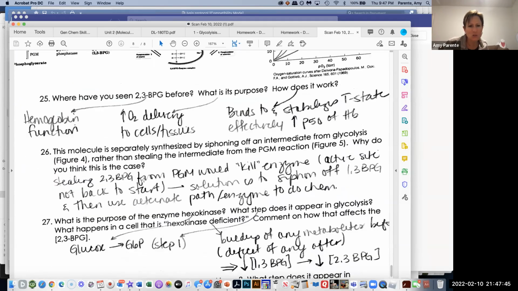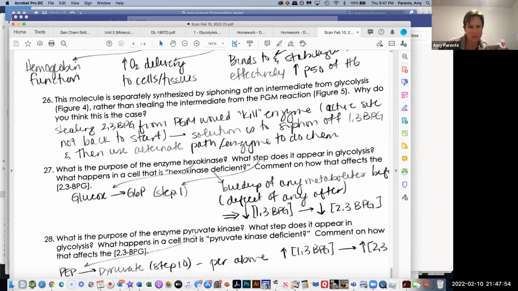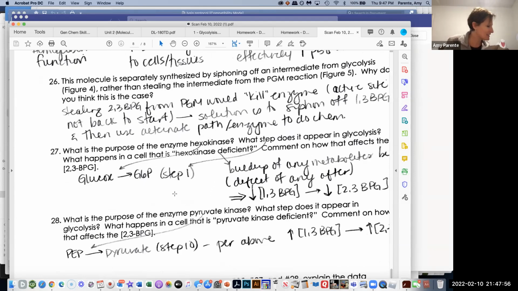So stealing 2,3-BPG from PGM would kill the enzyme. The active site is not back to the start. The solution is we siphon it off from 1,3-BPG and then use an alternate path or enzyme to do the chemistry. And I think these are the same exact words that you guys have for your homework.